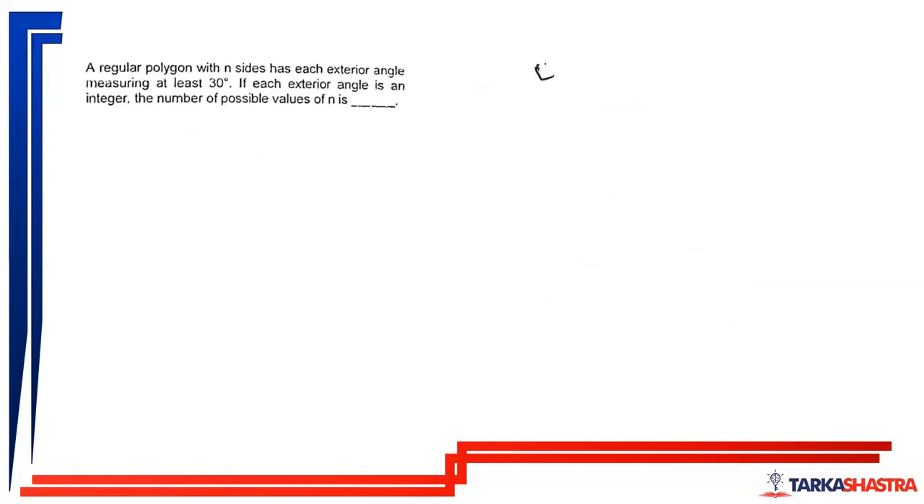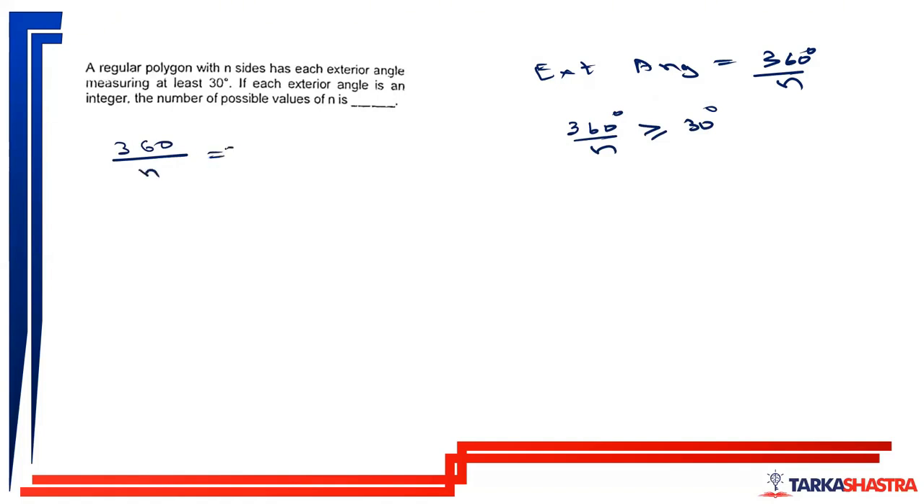So exterior angle, what is the formula for exterior angle? It is 360 degrees by n. Now, each exterior angle is 360 degrees by n. It is at least 30 degrees, so it can be 30 degrees or greater than 30 degrees. If I say that it is equal to 30 degrees, then 360 by n is equal to 30, which gives me n is equal to 12. Yes or no? 360 by 30, that is n is equal to 12.